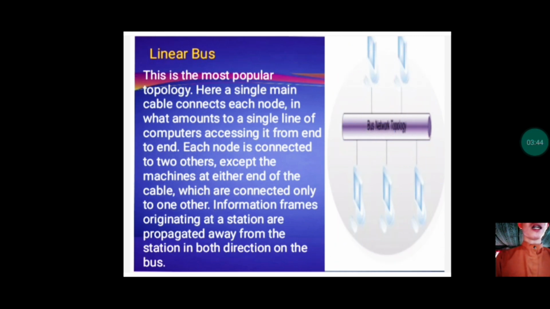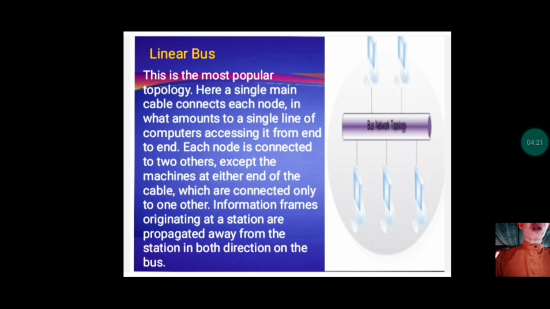Linear bus. This is the most popular topology. Here a single main cable connects each node in what amounts to a single line of computers accessing it from end to end. Each node is connected to two others, except the machines at either end of the cable, which are connected only to one other. Information frames originating at a station are propagated away from the station in both directions of the bus.